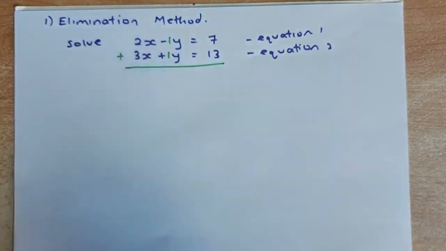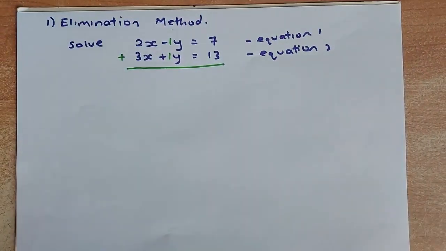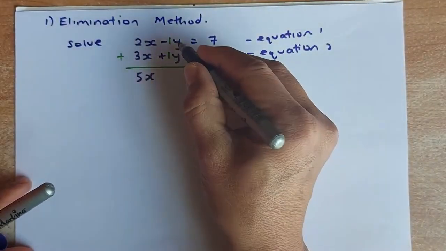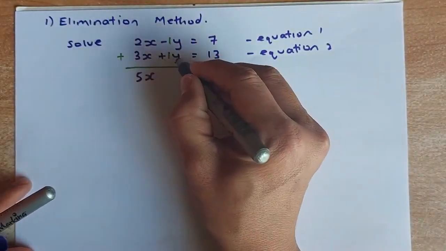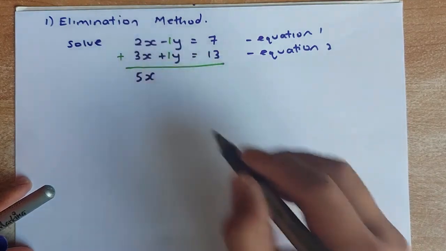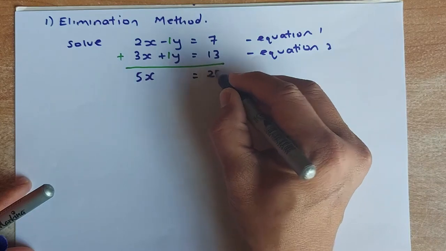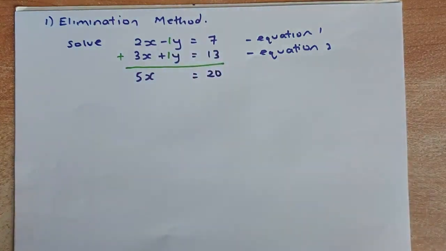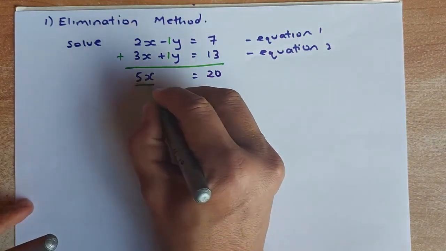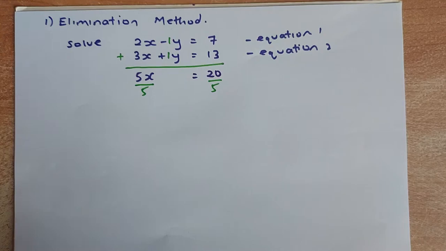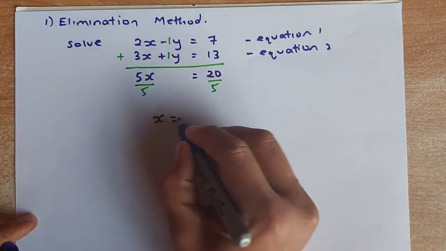When we add the equations, 2x plus 3x becomes 5x, minus y plus 1y will be eliminated, so they cancel out, and then 7 plus 13 is 20. Then the next step of solving, to get rid of the 5, you divide by 5, and then you have solved your x. So x equals 4.